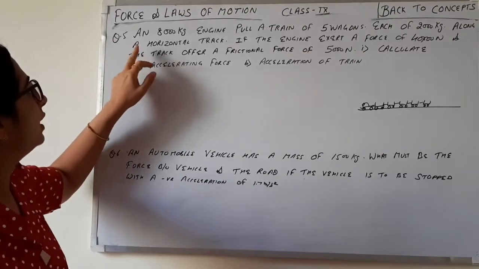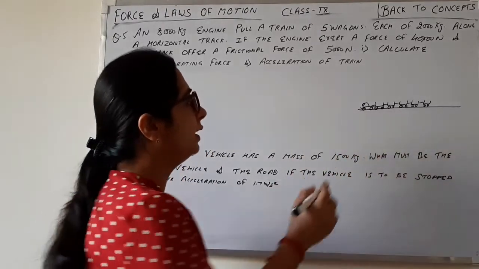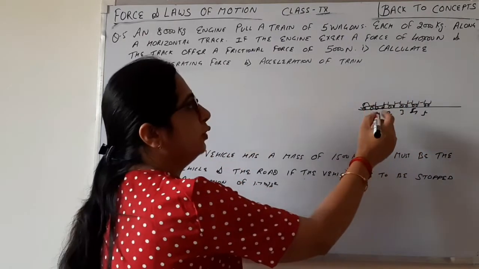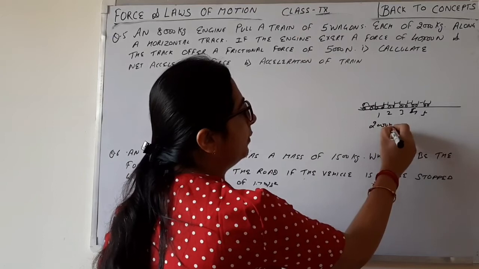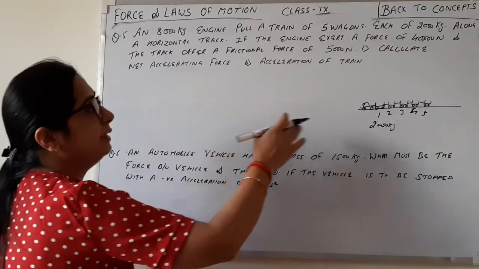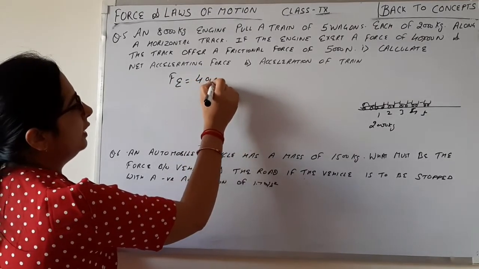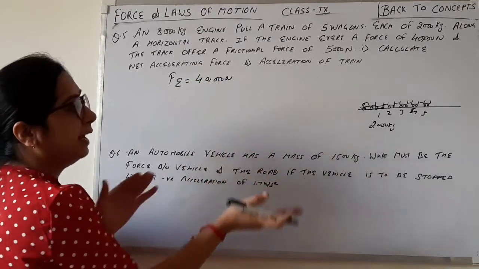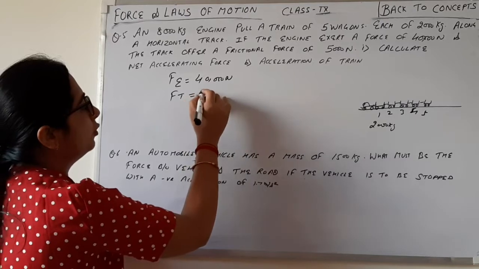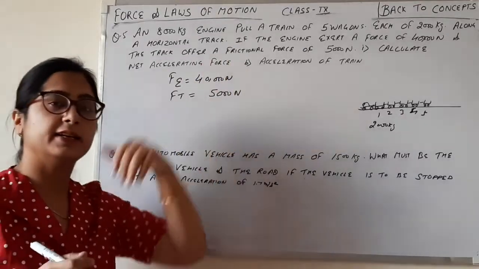Now numerical number 5th. An 8,000 kilogram engine pulls a train of 5 wagons, each of 2,000 kilogram mass, along a horizontal track. If the engine exerts a force of 40,000 Newton and the track also offers a frictional force of 5,000 Newton, calculate the net accelerating force and acceleration of the train.